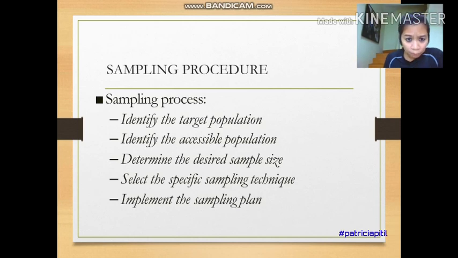Okay, right. Sampling process involves identifying the target. Okay, who's your target? Are they accessible? And then the sample size, how many? Sample size meaning dia berapa orang. And then select specific sampling technique and implement the sampling plan.